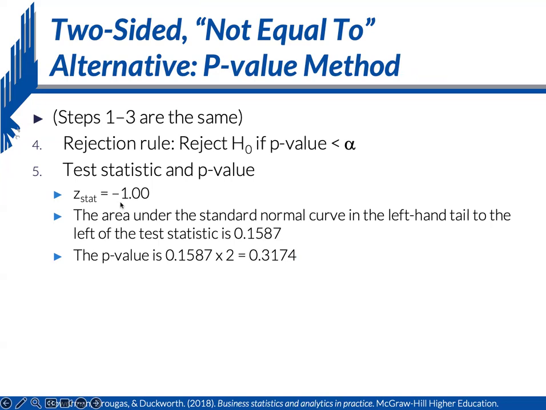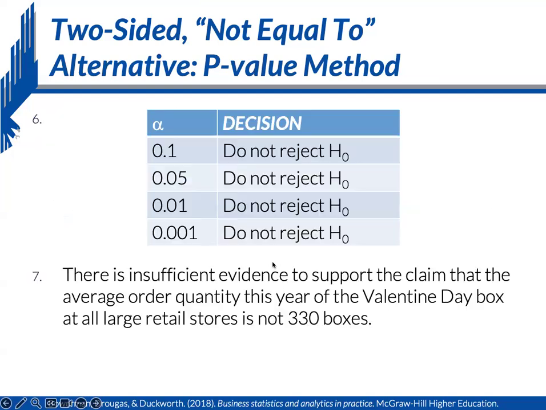So again, we get the area first to the left of the test statistic because our test statistic is negative. But in a different example, which is still two-sided, not equal to, but the test statistic is positive, the p-value will first be the area to the right of the positive test statistic and then multiply that by 2. Okay? So the p-value is 31.74%, which is greater than all of these 4 values of alpha. Therefore, for all the 4 values, we do not reject the null hypothesis. And therefore, we have the same interpretation that there is not enough evidence to support the claim that the average for all the stores is not 330 boxes.